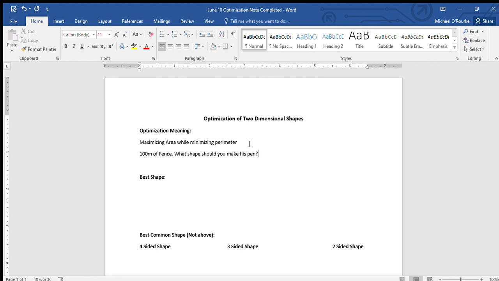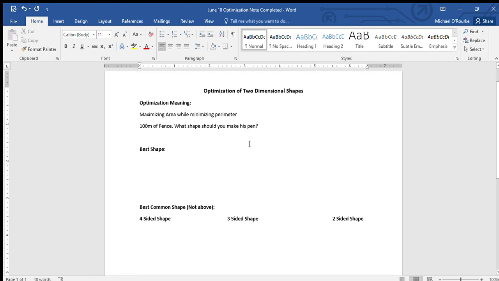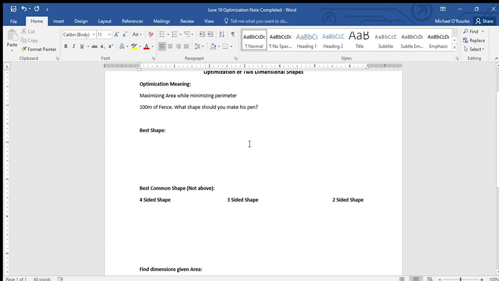So we have 100 meters of fence. What way can we set it up that we actually maximize the amount of area that dog can run around in? You're going to give him a lot of room or not that much room. Okay. First question we're going to answer is what's the best shape?